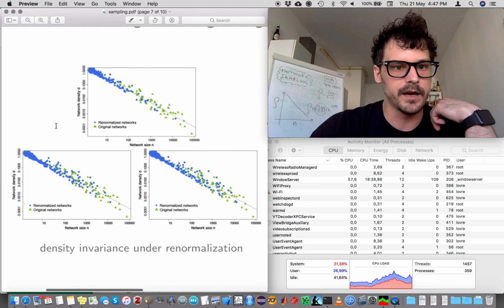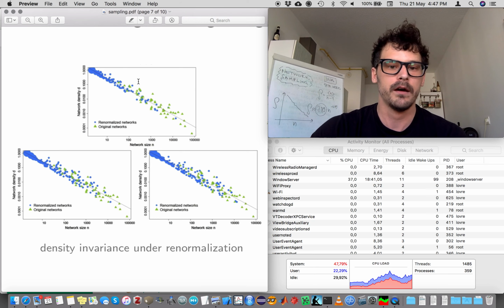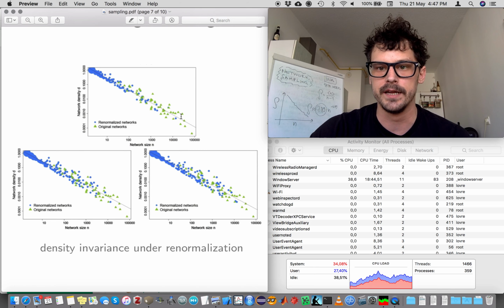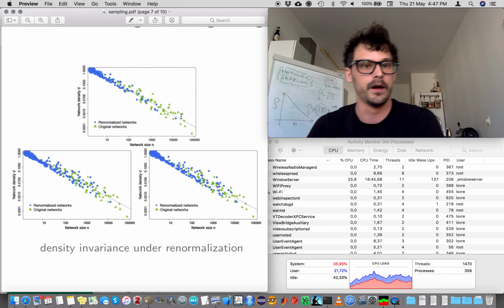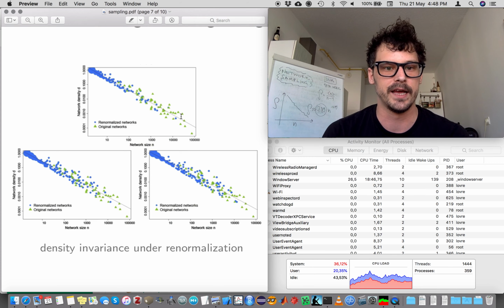Here the plots are showing you the results for the three different renormalization techniques. Firstly, the density of the networks of different sizes, which is shown here with this green triangle. So we are constructing exactly the same plot as on the blackboard. And you can see that it roughly follows a straight line.